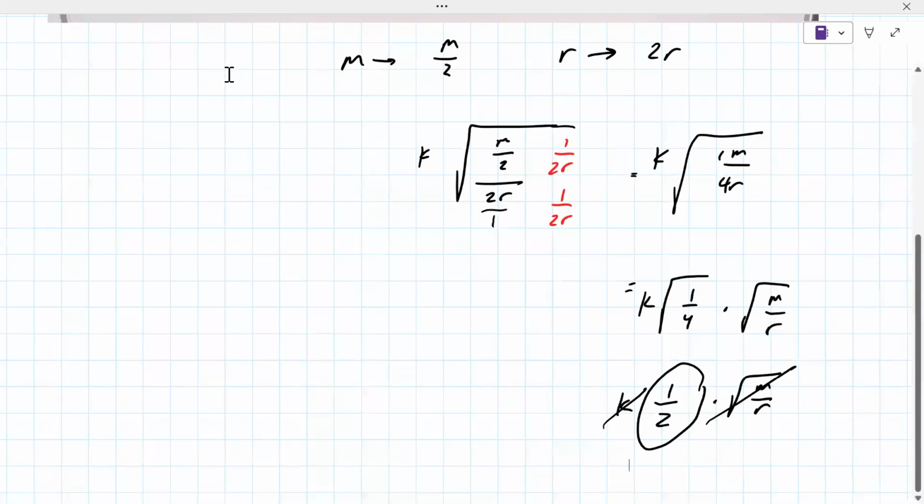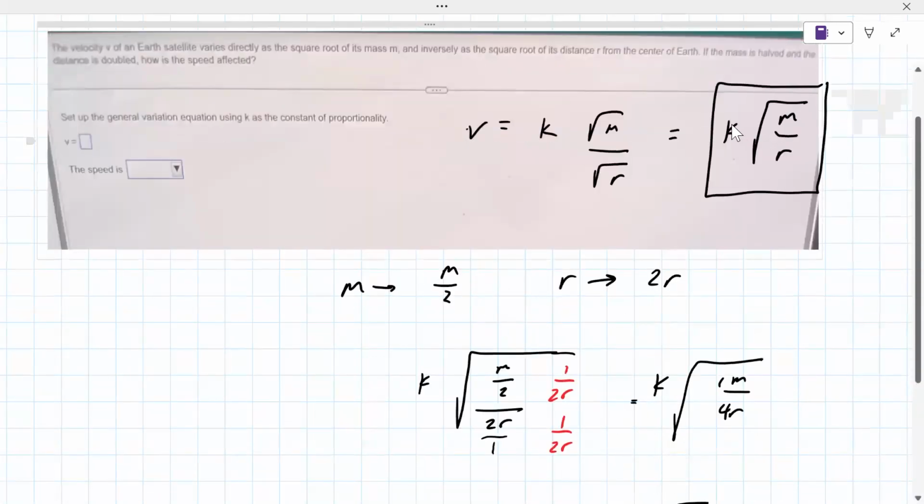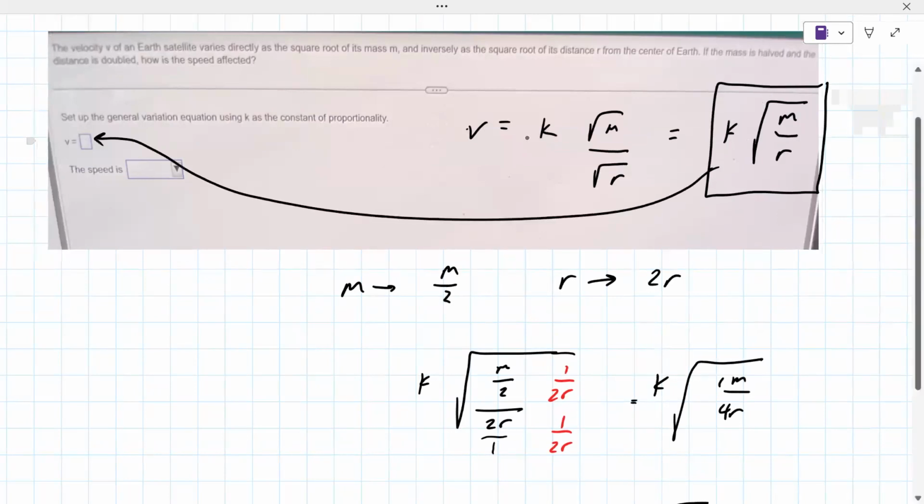Right, so what was V? V was one square half, root K square root M of R. That's your first box there. Okay.